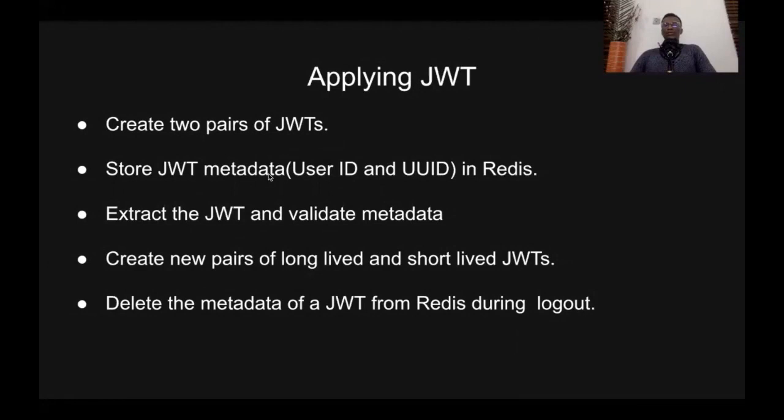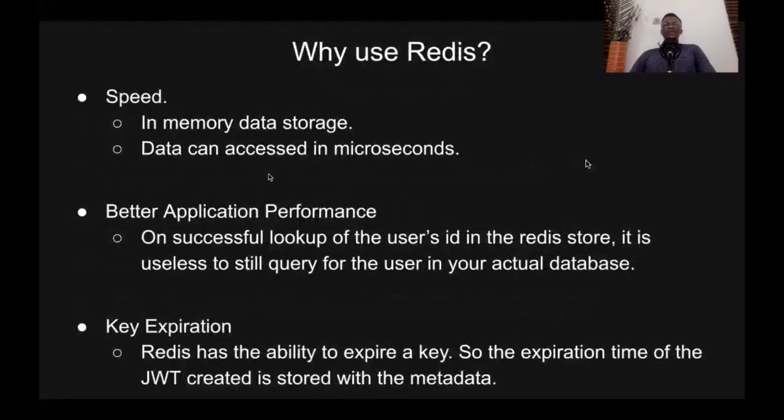The access token is a token that has a short lifespan, while the refresh token has a longer lifespan. The next one is we're going to store the JWT metadata, that is the user's ID and the UUID, in Redis. Then we are going to extract the JWT and validate the metadata. Then create new pairs of long-lived and short-lived tokens. This is when we are refreshing the token. Then we're going to delete the metadata of a JWT from Redis during requests like logout and so forth. So let's get to it.